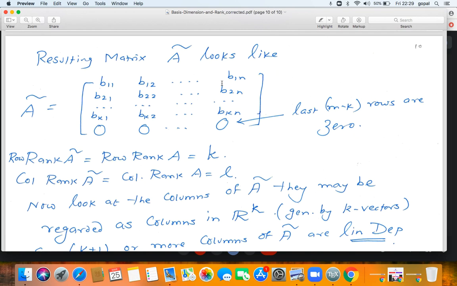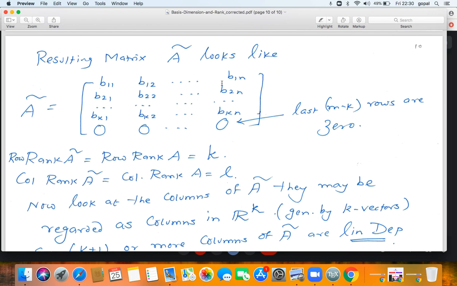But we have just seen that performing a row operation will neither alter the row rank nor the column rank. So the row rank of A tilde is the same as the row rank of A, which is K. The column rank of A tilde equals the column rank of A, which is L. So now we concentrate our attention on A tilde. Look at the columns of A tilde. The columns of A tilde can be regarded as vectors in Rk. Isn't that so? Because the last m minus k entries are 0. So effectively, I can think of the columns of A tilde as being vectors in Rk.